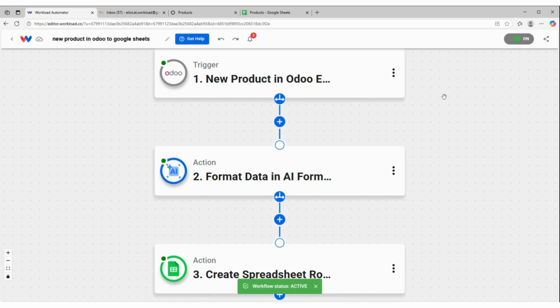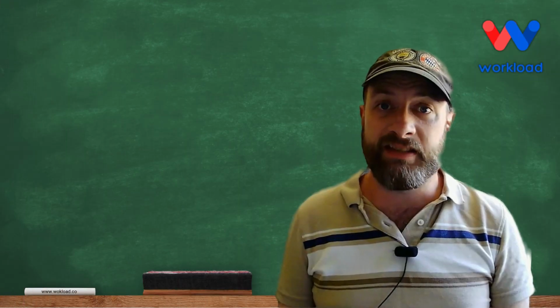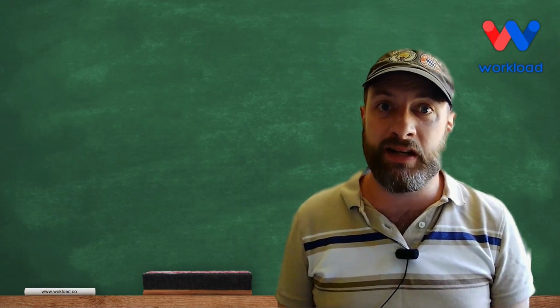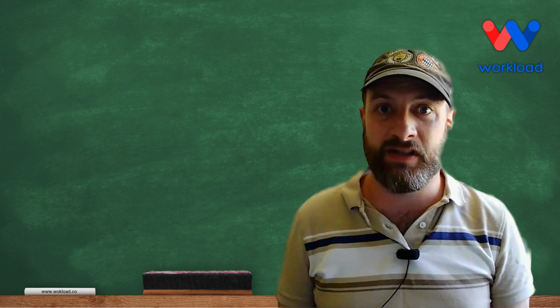And now every time we create a new product in Odoo, it'll take the details of that product and add it to our spreadsheet in Google Sheets. That's how you can use Workload to take information from a new product in Odoo and add it to your spreadsheets.